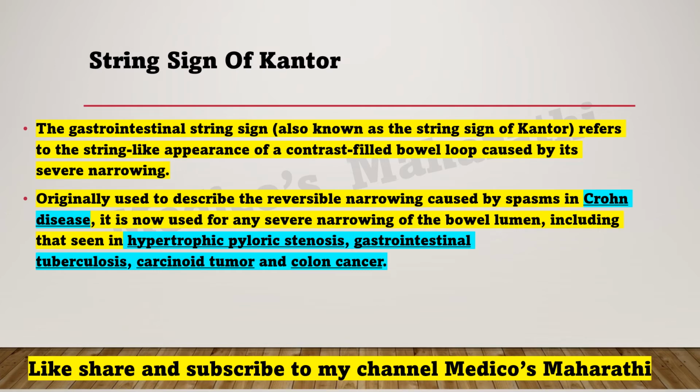Originally, it was used to describe reversible narrowing caused by spasm in Crohn's disease, and it is now used for any severe narrowing of bowel lumen, including that seen in hypertrophic pyloric stenosis, gastrointestinal tuberculosis, carcinoid tumor, and colon cancer. So from here you can make a list of where you can see the string sign of contour: Crohn's disease, hypertrophic pyloric stenosis, gastrointestinal tuberculosis, carcinoid tumor, colon cancer. Total 6 places, total 6 disorders where you can see the string sign of contour.